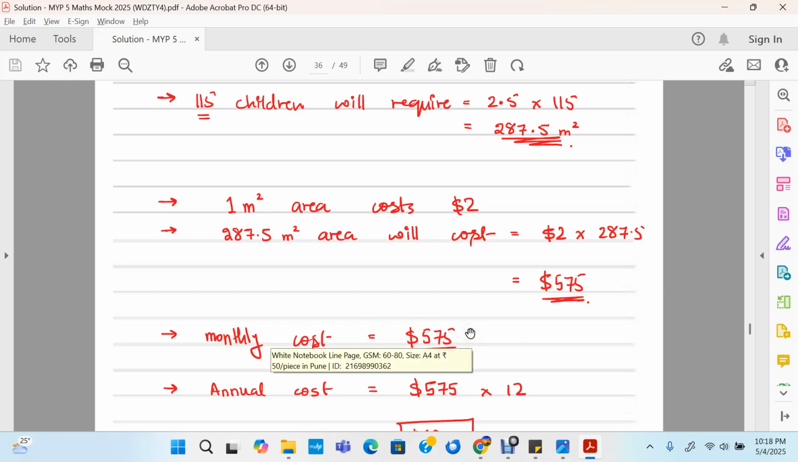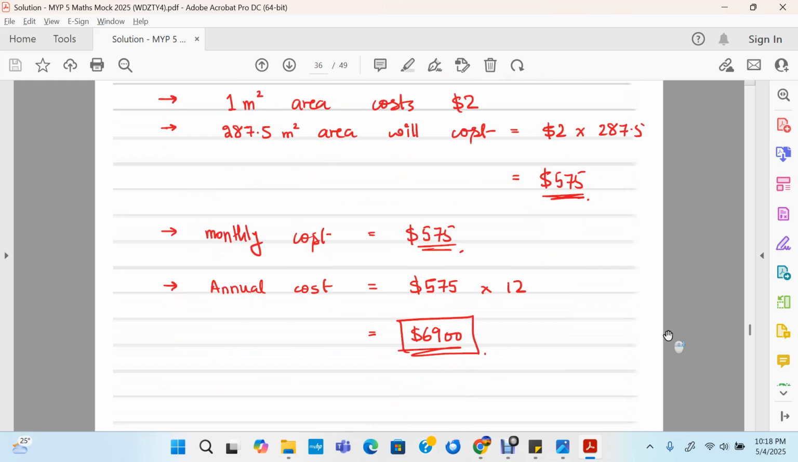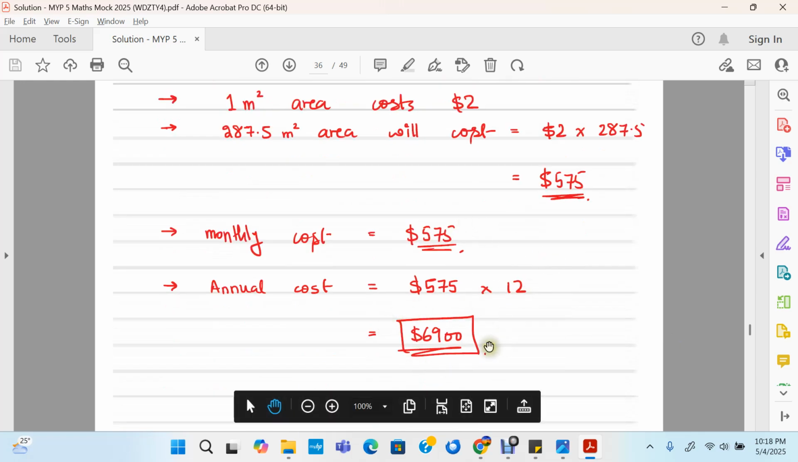Again, monthly. The relationship between monthly and annual was tested in the tax question. It is tested over here now. So multiply by 12. This is the annual cost for the playground.